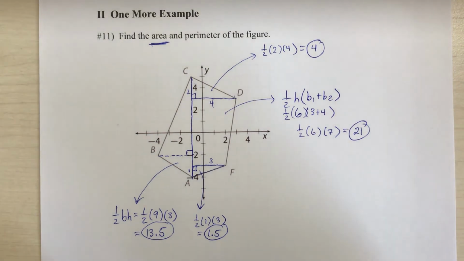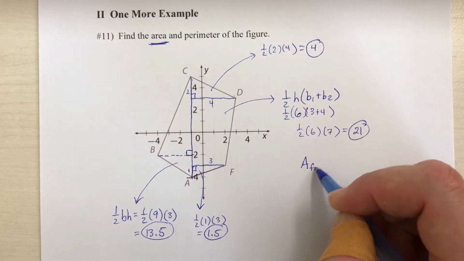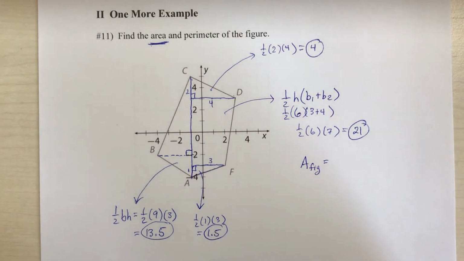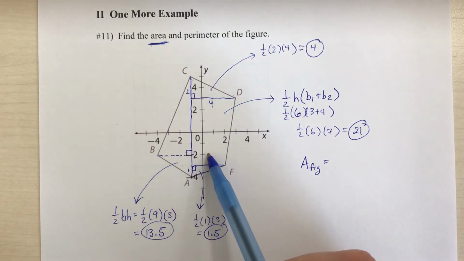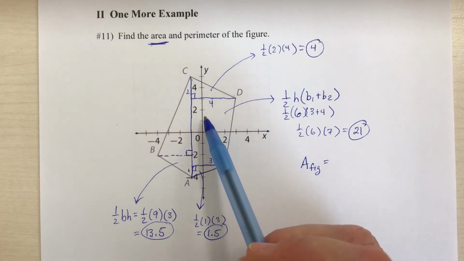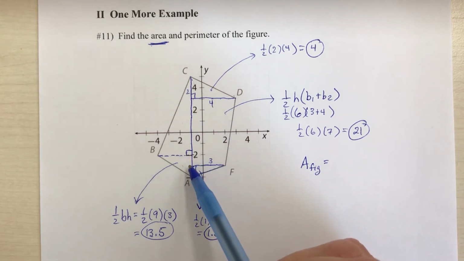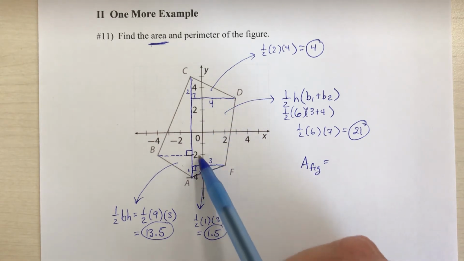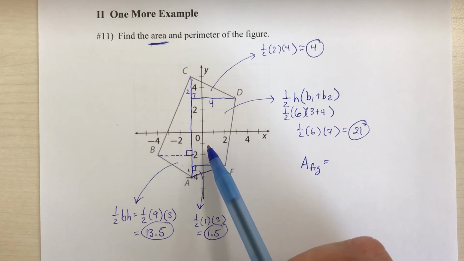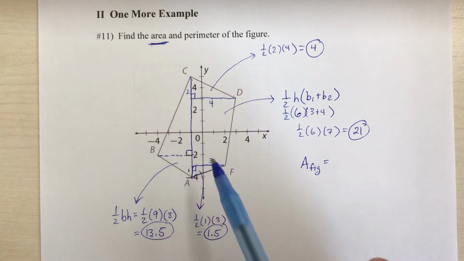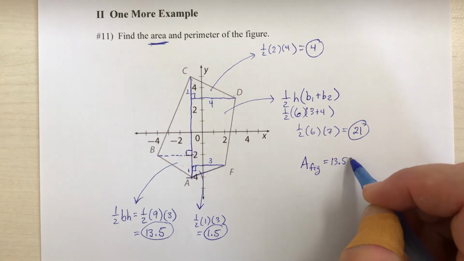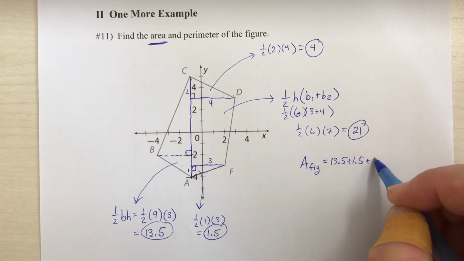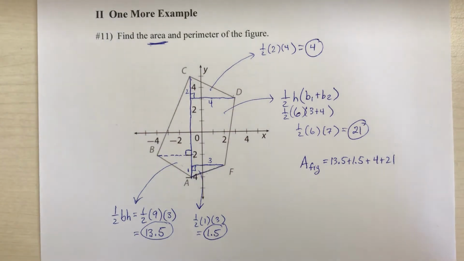All right, now if we want the area of the figure, area fig, we want to add up all the different smaller areas. Okay, notice that at this point, the way I've divided it, there are no empty spaces. We have calculated the area of each of these triangles. The triangles, they meet, they touch with the trapezoid, but they don't overlap. So I've covered the whole space with these figures. So we had 13.5 plus 1.5 plus 4 plus 21. And if we add those up, we get 40.